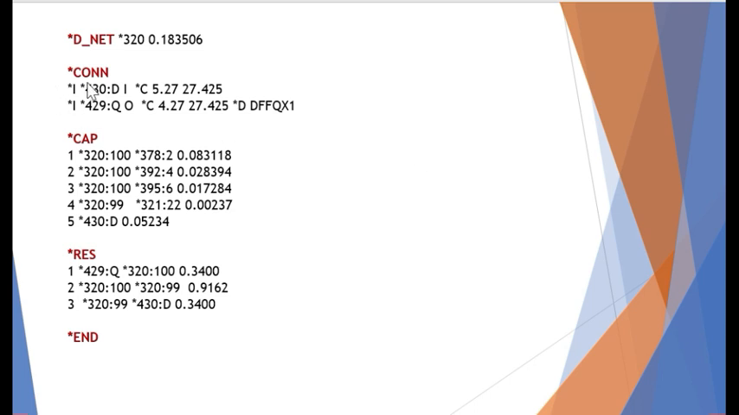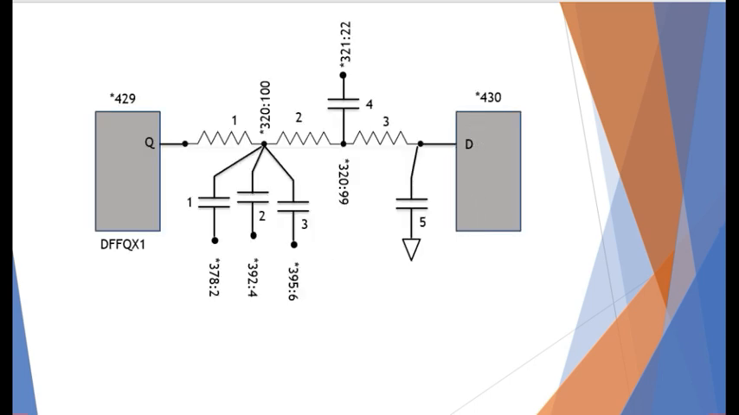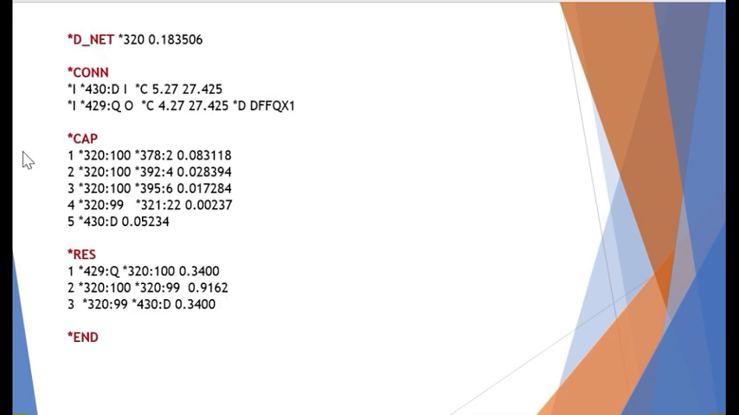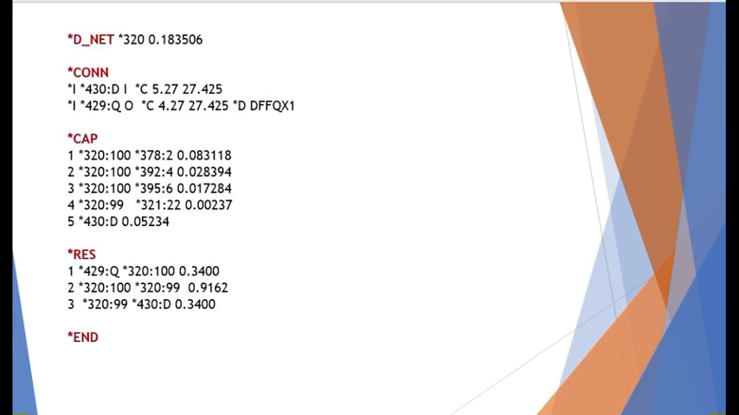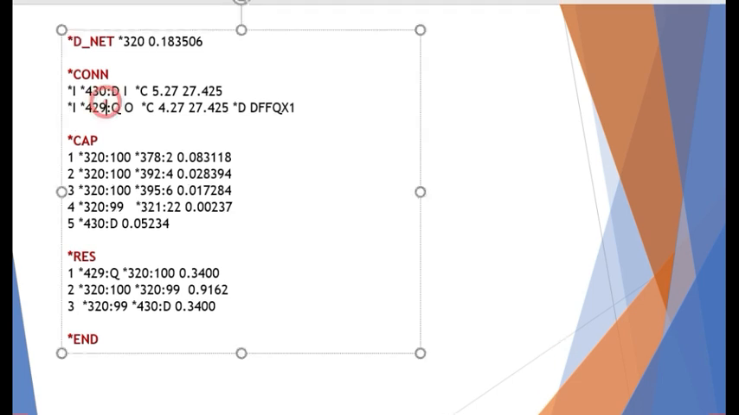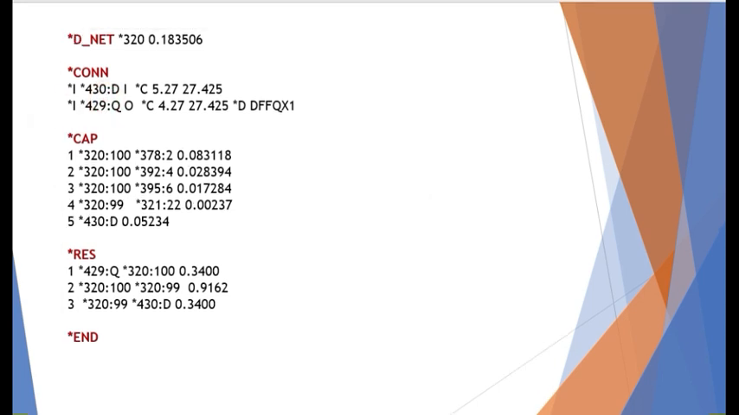Now let's see the next section, which is the connectivity section. Here star I represents the internal pin. So it says that the D pin is an internal pin of this 430 instance, and this I represents that it is a load input pin on that net. This D pin is an input pin for this net, right? And C represents the coordinates of the pin.